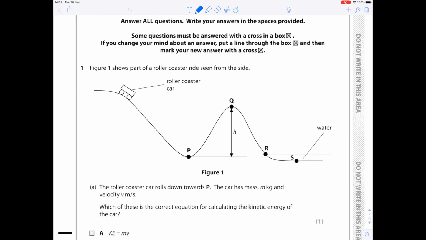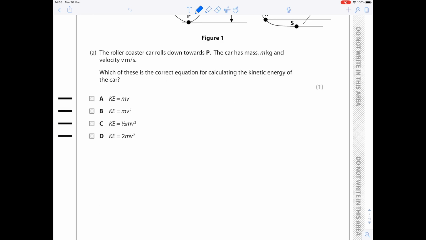Question 1. Figure 1 shows part of a roller coaster ride seen from the side. The roller coaster car rolls down towards P. The car has a mass and velocity. Which of these is the correct equation for calculating the kinetic energy of the car? So make sure you've learned all the essential equations that you need. Kinetic energy is given by half mv squared. So let's look for that here. Yeah, it's option C. So that is the correct answer.